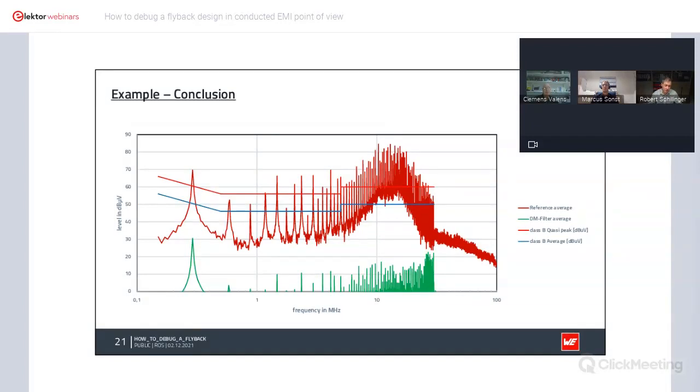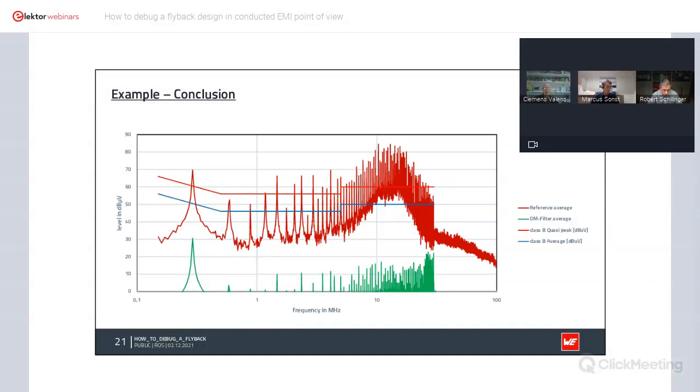If I put this into the design and start the simulation again, I will get very, very low noise. I drop down every peak I see on the 300 kilohertz, the green line. It goes only to around 30 dB microvolt, and the rest is completely damped by the filter structure.